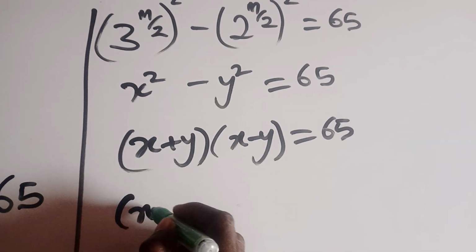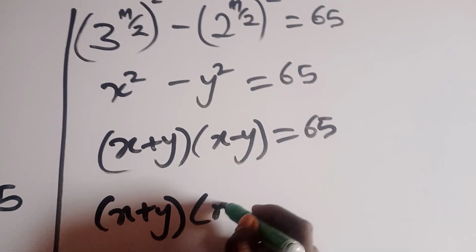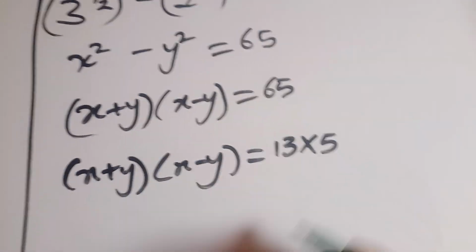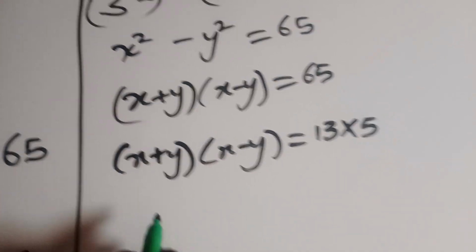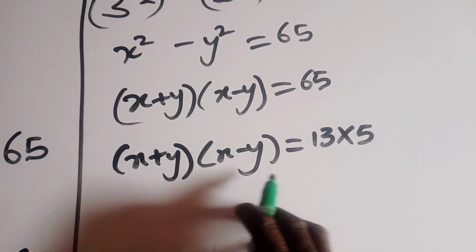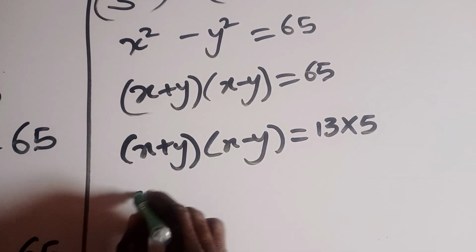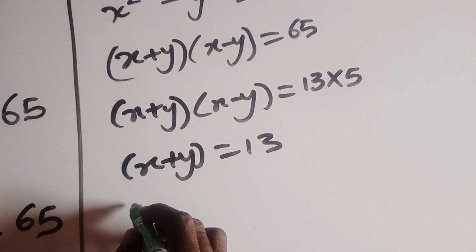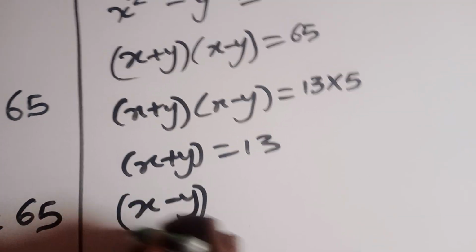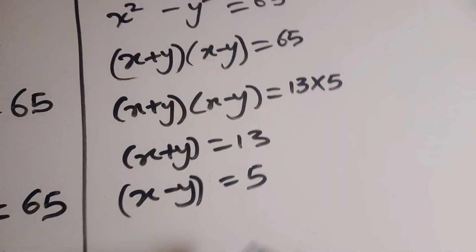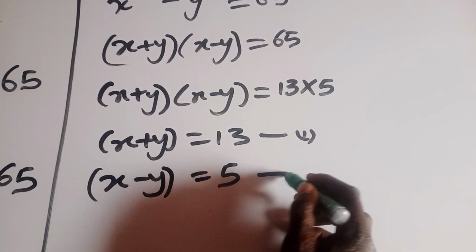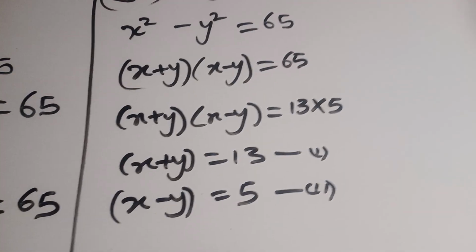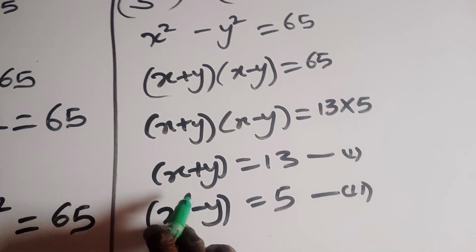So I will be having (x plus y)(x minus y) equal to 13 multiplied by 5. Since x plus y will be greater than x minus y, I can easily say x plus y will be equal to 13 and x minus y will be equal to 5. So this is my equation 1 and this is my equation 2. This already leads to simultaneous equations, whereby I will have to find the value of x and y.